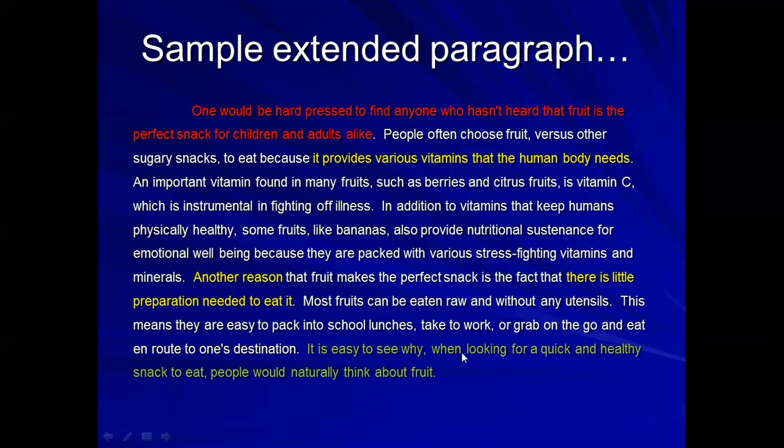Now I'm going to have my concluding sentence, which takes the element of my topic sentence and touches upon my two details. It's easy to see why, when looking for a quick and healthy snack to eat, people would naturally think about fruit. Boom. That is the extended body paragraph structure, okay?